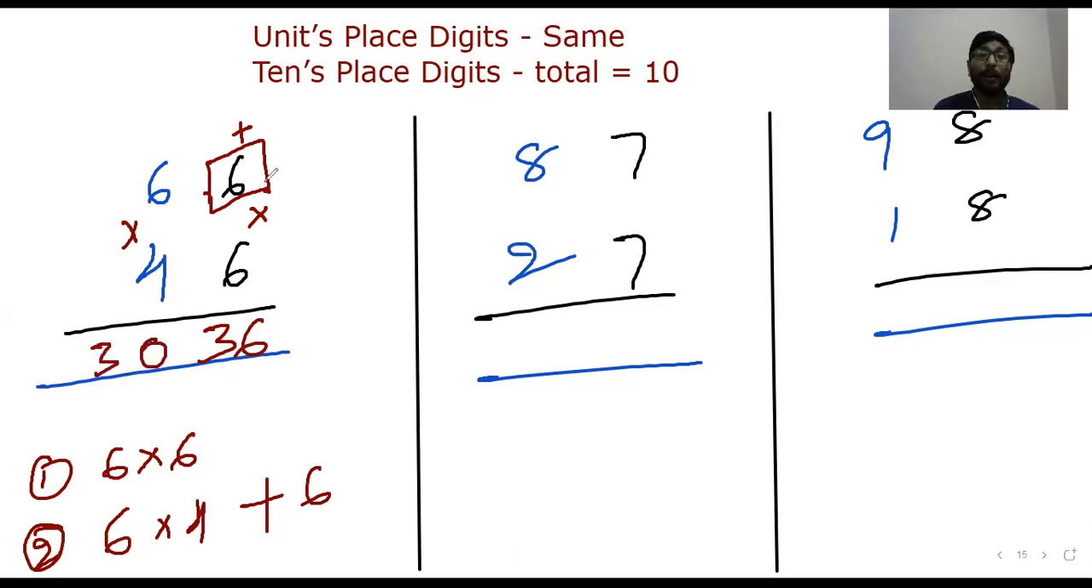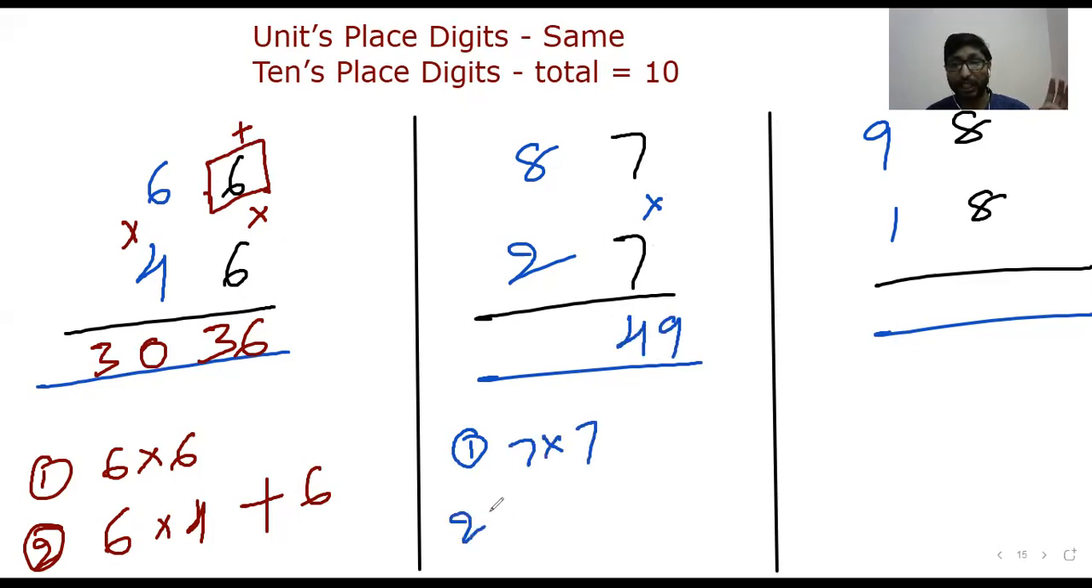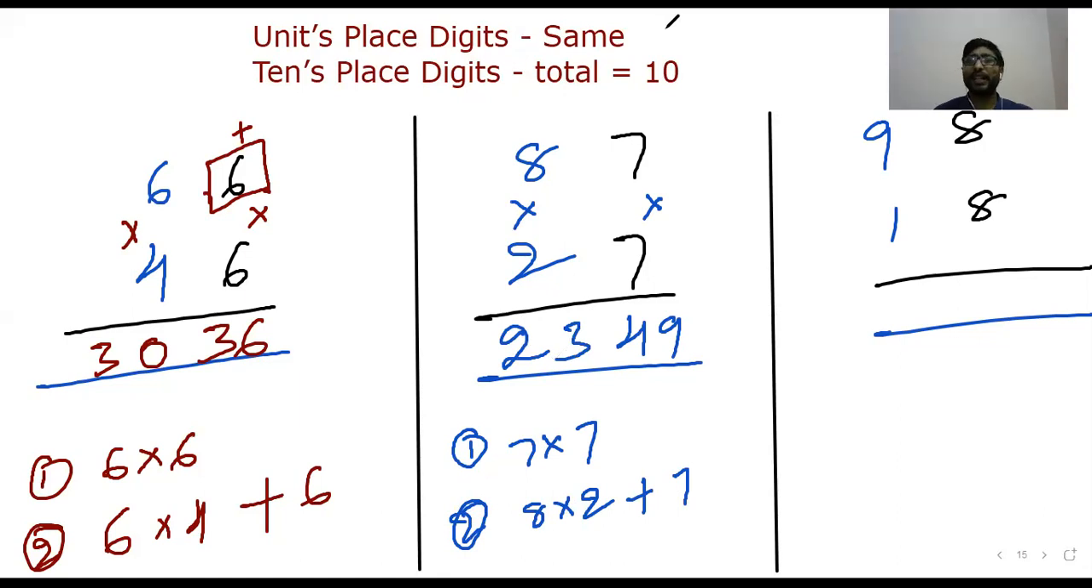Understood? Multiply units place number: 6 6s are 36. Multiply tens place number: 6 4s are 24. 24 plus 6 is 30. I hope you understand. So I'll explain again. Step 1. Multiply units place number. 7 7s are 49. Step 2. Multiply the tens place number. 8 2s are 16. 16 plus 7 is 23. That's it. If you understood the logic, you can do it in one step.